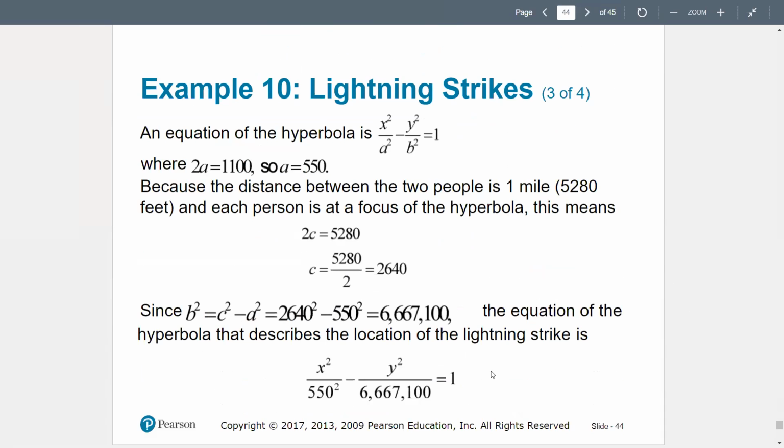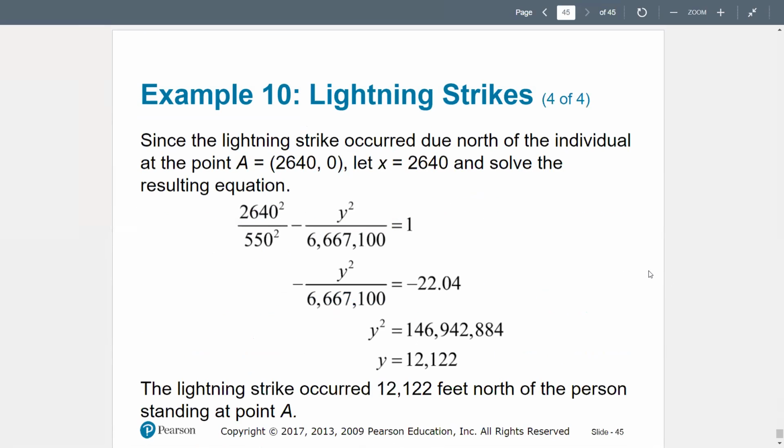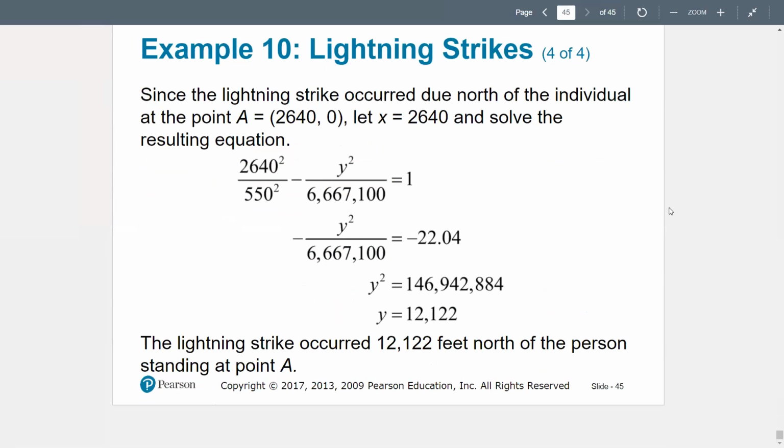All right, so now they found their equation. Since the lightning strike occurred due north of the individual at point A, we let x equal 2,640 and solve for the resulting equation. So the lightning strike occurred at 12,122 feet north of the person standing at point A.